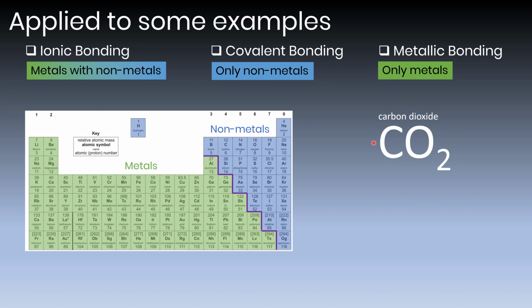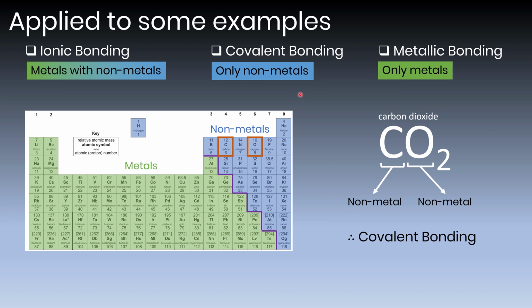Our next example is carbon dioxide. If we find carbon on the periodic table, we can see it's a non-metal. If we find oxygen on the periodic table, we can also see that it's a non-metal. Because this substance only contains non-metals, it must have covalent bonding.